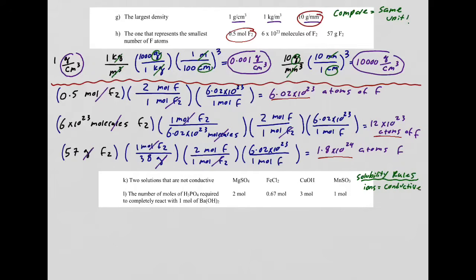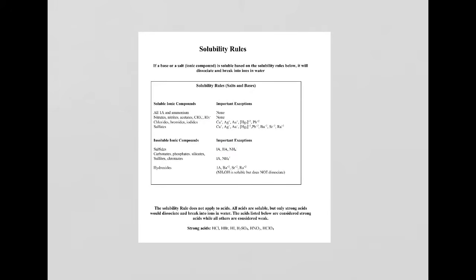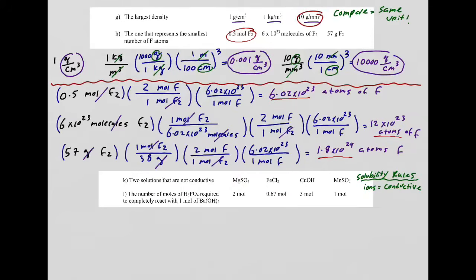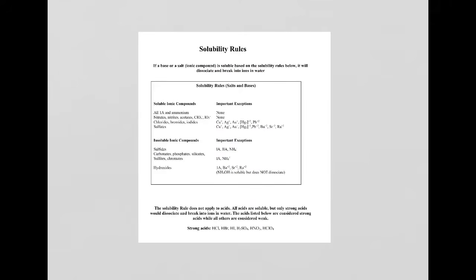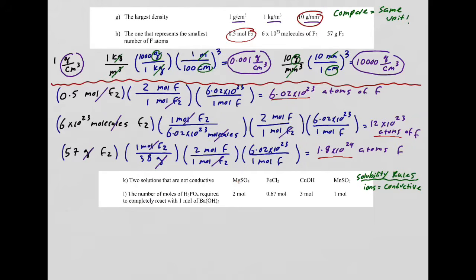Solubility rules will be given to you on the exam, okay? Just make sure you know how to use the solubility rules. So two solutions that are not conductive. If you look over here, we have magnesium sulfate. The sulfates are soluble except if it's next to copper, silver, gold, mercury, Pb2+, barium, Sr2+, and Ra2+. Magnesium is not one of them, so magnesium sulfate is going to be soluble. It's going to break up into ions, so it's going to be conductive.